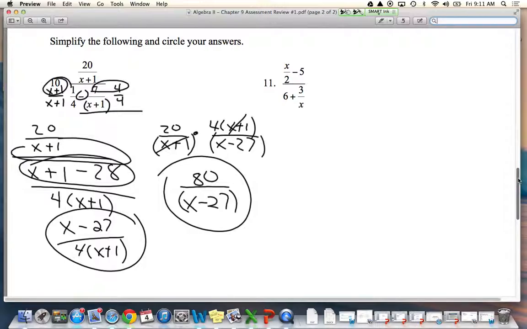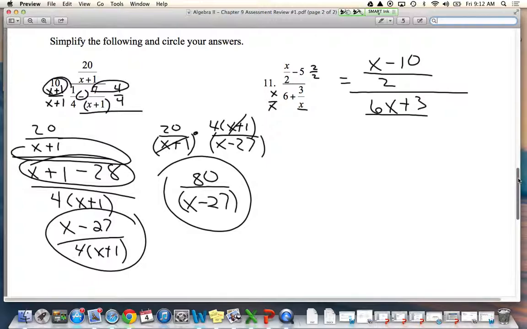Alright, 11, same thing here, complex fractions. So we need to get a common denominator on the top here, so the bottom one is just a 2. Down here, the denominator's got to be x, so I need an x on the bottom, so I have to multiply by x over x and then for 1. So the top becomes, again, and it's a minus, so it's going to be x minus 10 over just plain old 2. And the bottom becomes 6x plus 3 over just plain old x.